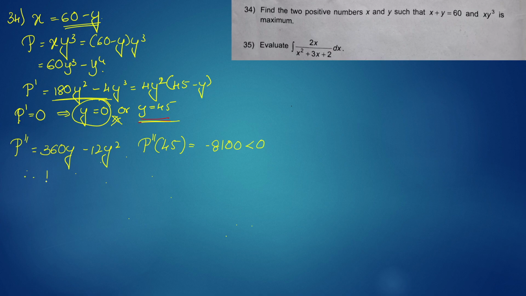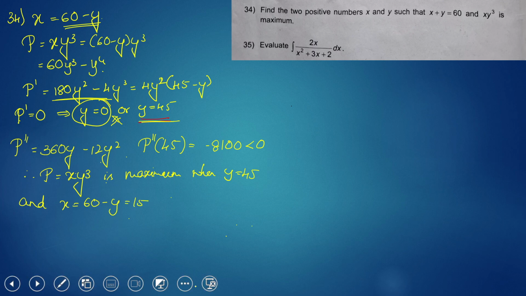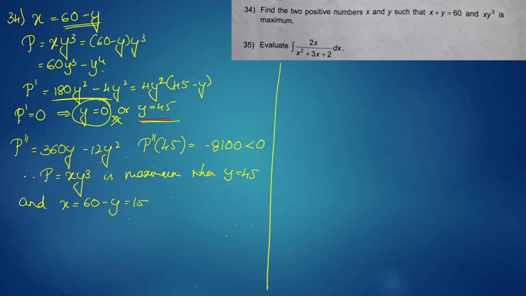Therefore, the product x y cube is maximum when y equal to 45. So y equal to 45 means x is nothing but 60 minus y, which is 15. Therefore, the two numbers are 45 and 15.